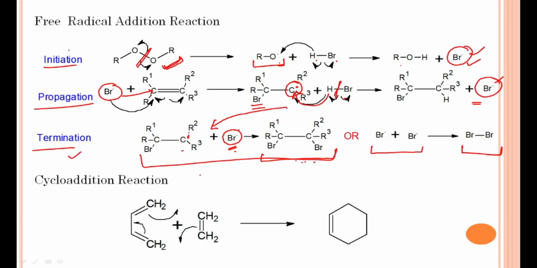Now next is the cycloaddition reaction. In the cycloaddition reaction, what is there? There will be an addition reaction, but the product is a cyclic compound. If we see, there are three double bonds reacting together to give a cyclic compound. So previously there were three unsaturated bonds, but here there is one unsaturated bond. So these are called cycloaddition reactions.